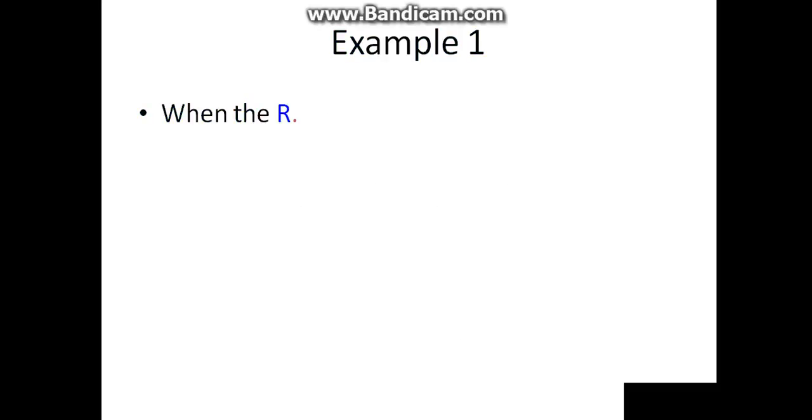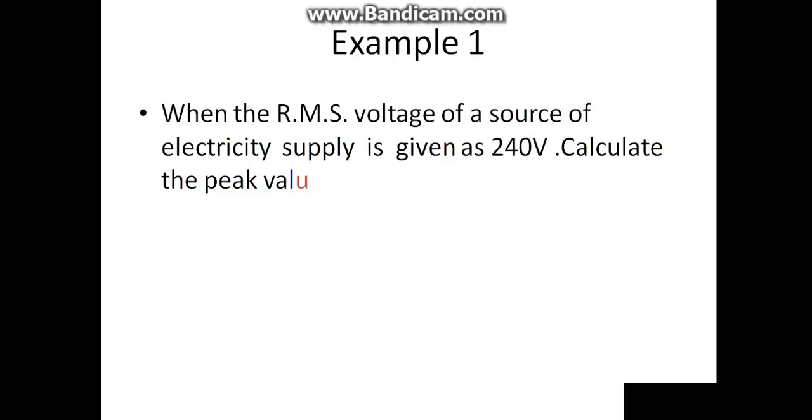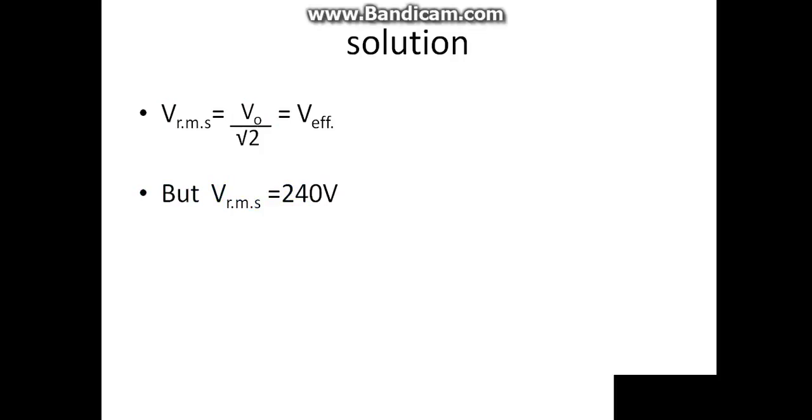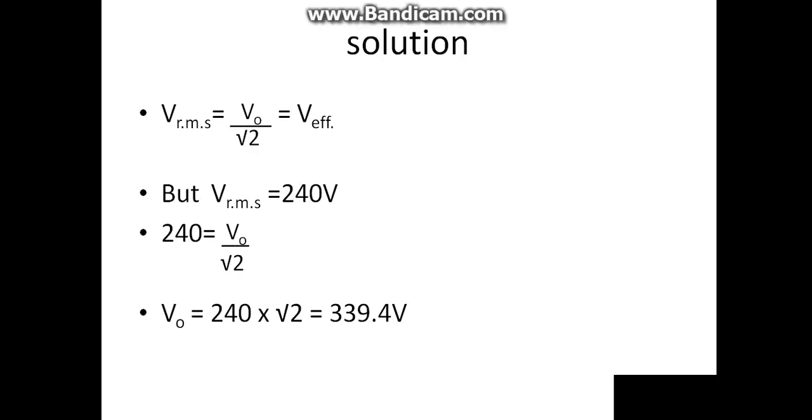Example 1. When the root mean square voltage of a source of electricity supply is given as 240 volts, calculate the peak value of the supply. Solution: V root mean square equals V0 over square root of 2, which equals V effective, but V root mean square is 240 volts. 240 equals V0 over square root of 2. V0 is now equal to 240 times square root of 2, which gives us 339.4 volts.